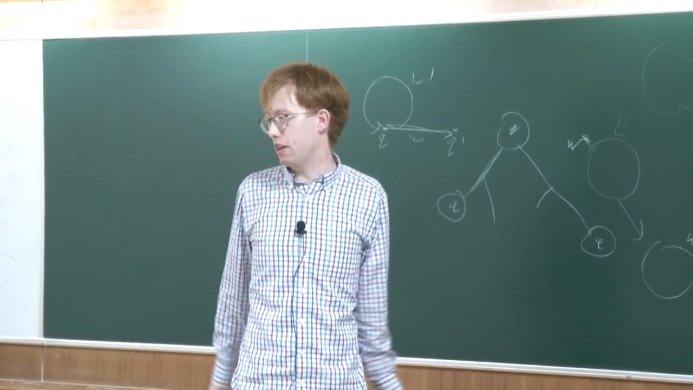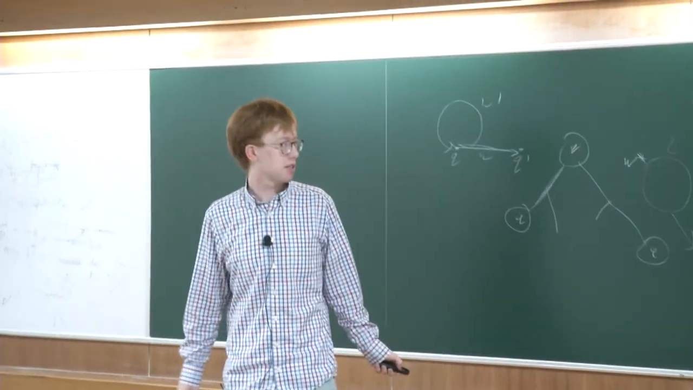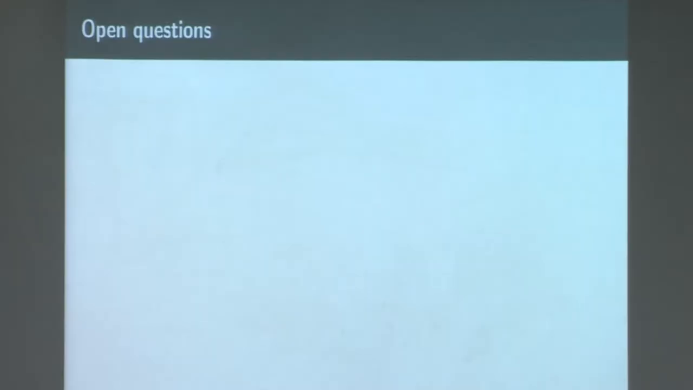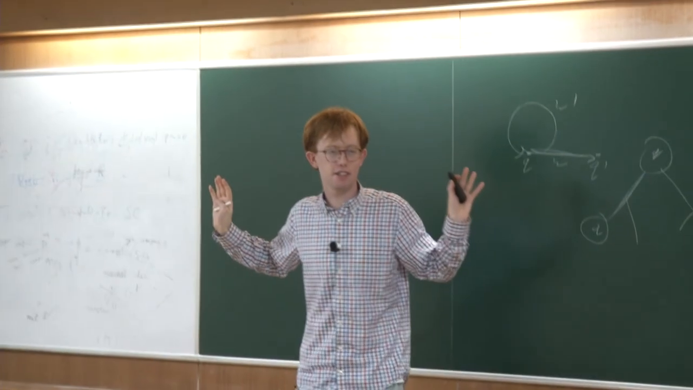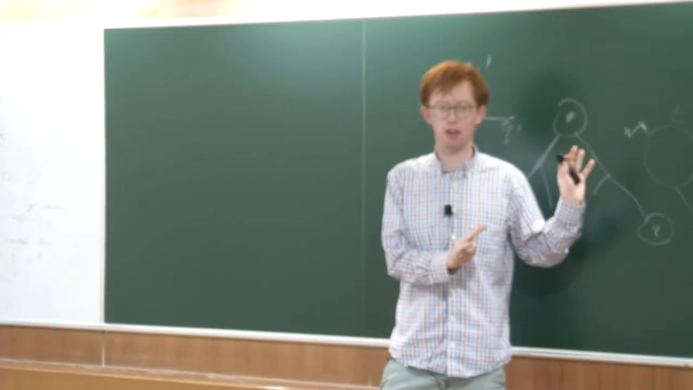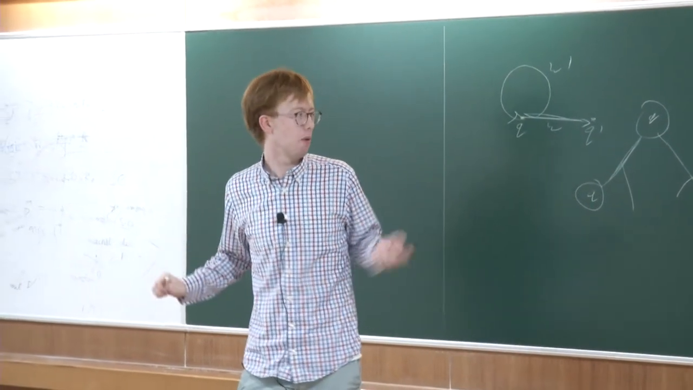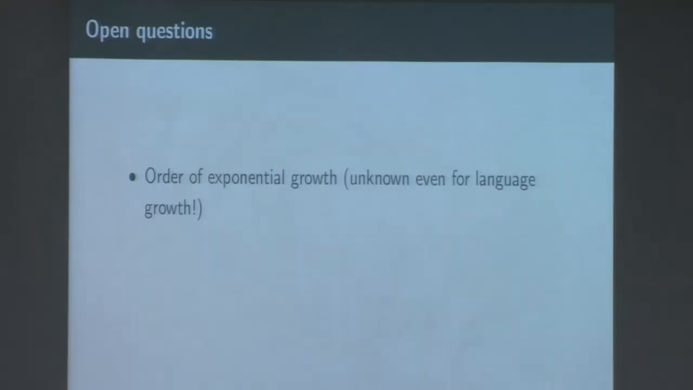Okay, so that's about it for the results of this paper. But let me tell you about some open problems. Perhaps a question you might be thinking is, well, you had a section called exact growth rates, and you talked about exact orders of polynomial growth, but you didn't talk about exact orders of exponential growth. Well, that's the first open problem.